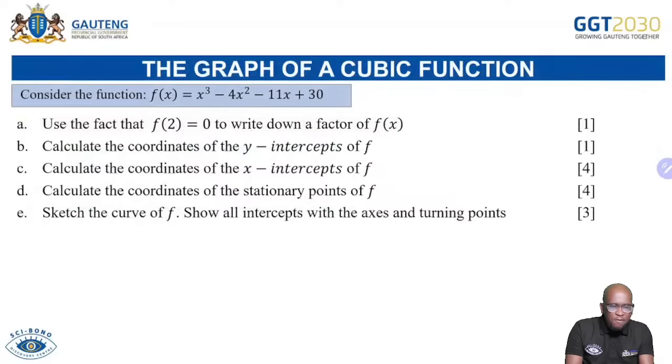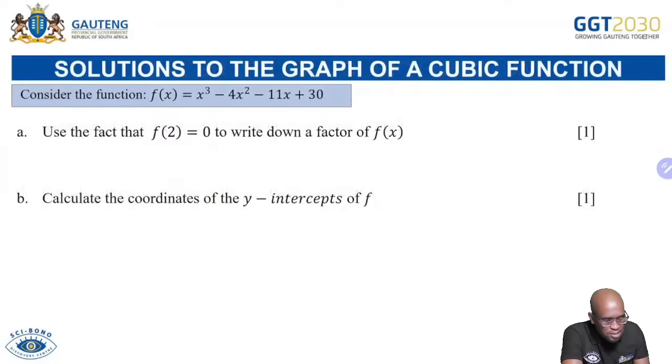Consider the function f of x is x cubed minus 4x squared minus 11x plus 30. Number 1, use the fact that f of 2 is equal to 0 to write down a factor of f of x. Number 2, calculate the coordinates of the y-intercept of f. Number 3, calculate the x-coordinates of the x-intercepts of f. Number 4, calculate the coordinates of the stationary points of f, and then sketch the curve.